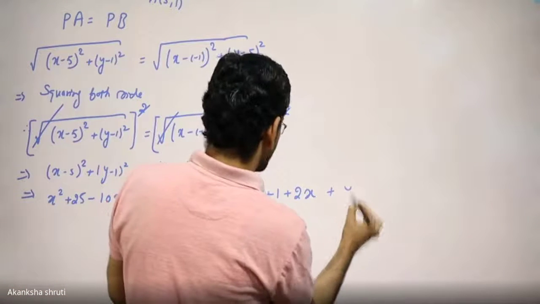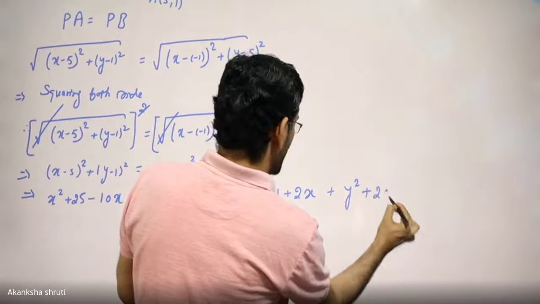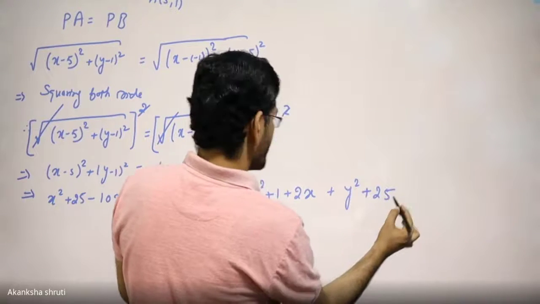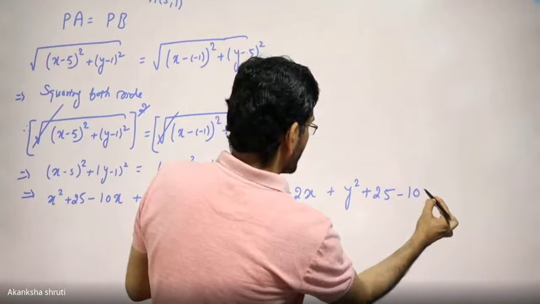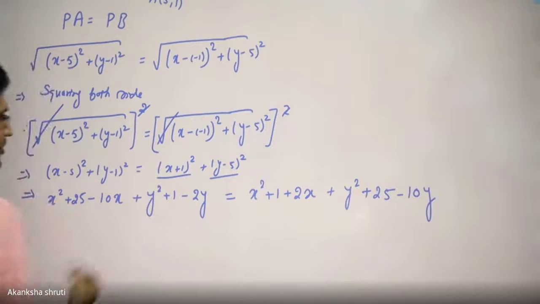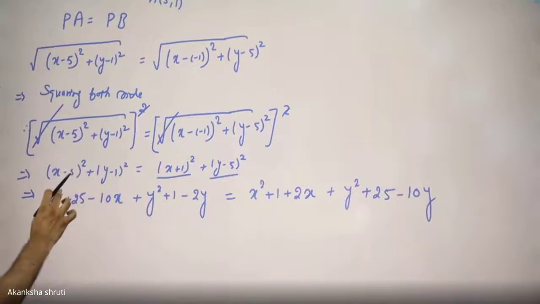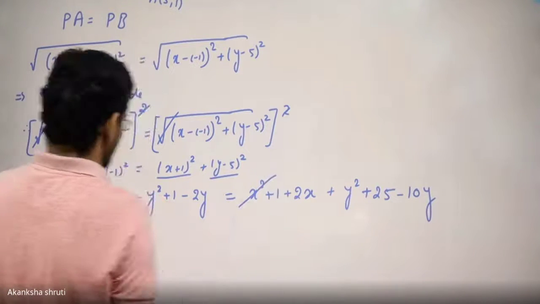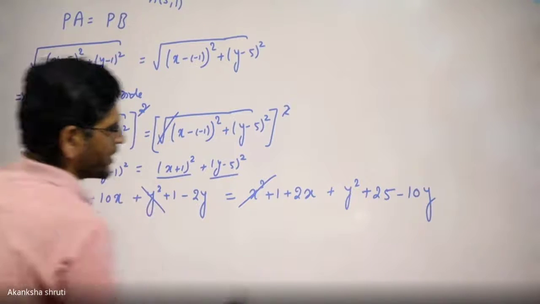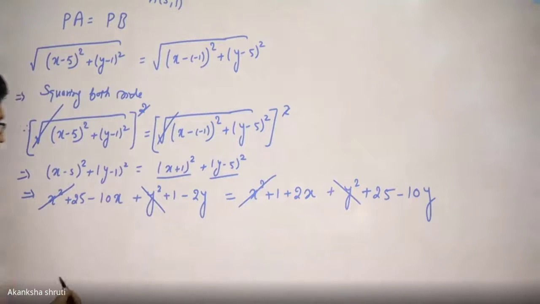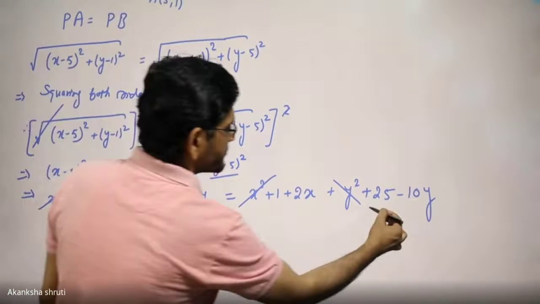It is x square plus y square plus 25, then minus 2 into y into 5, so it is 10y. Students, now here we are observing, while you are bringing this x square to the left hand side, x square minus x square means x square on both sides will get cancelled. Another time, this y square and this y square get cancelled. Now the other one, we are also getting that this 25 and this 25 are also getting cancelled.